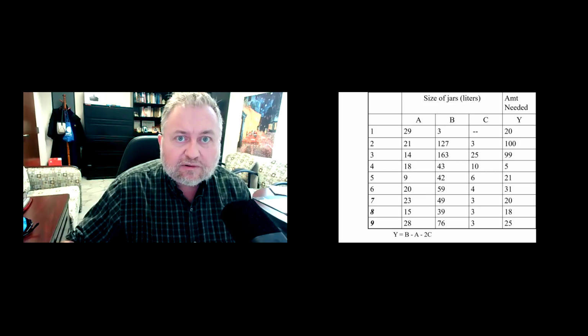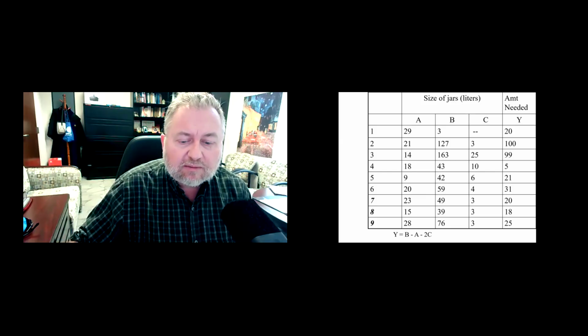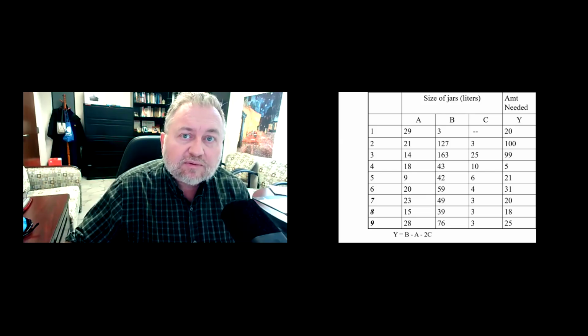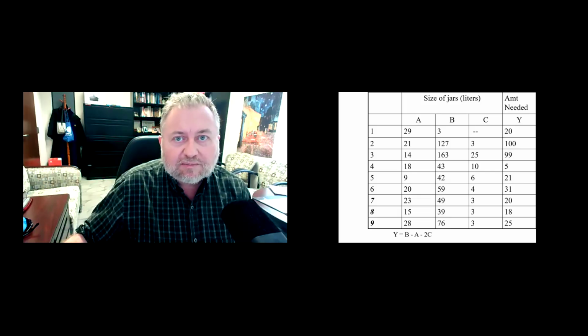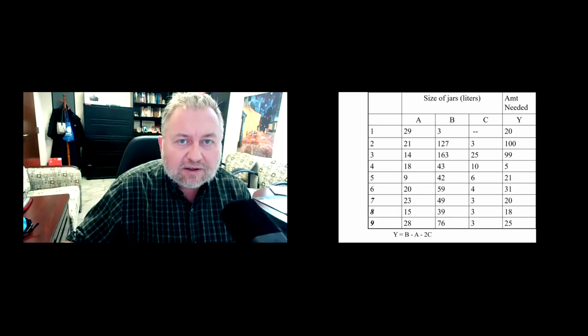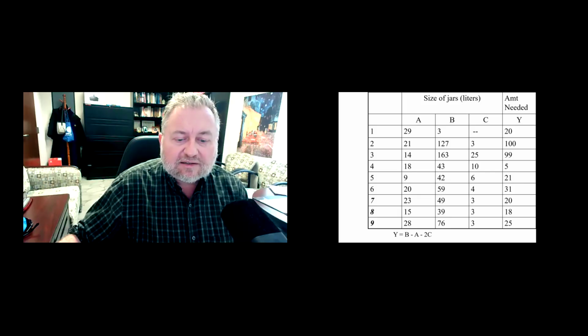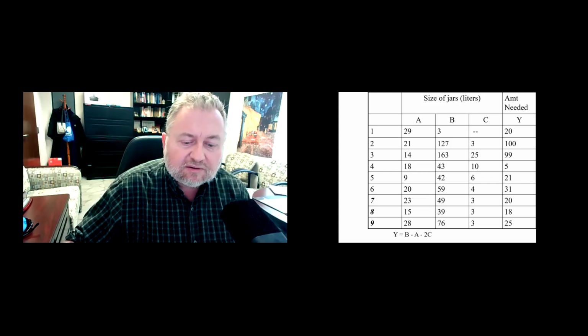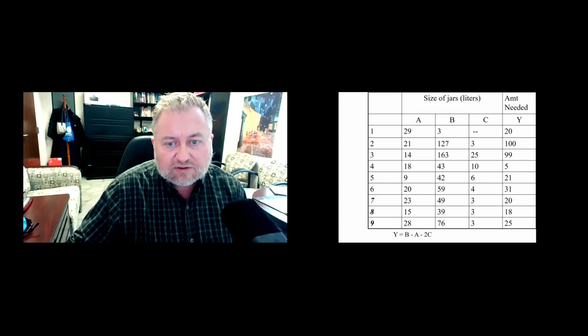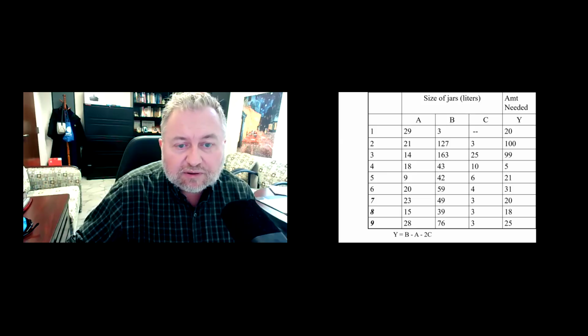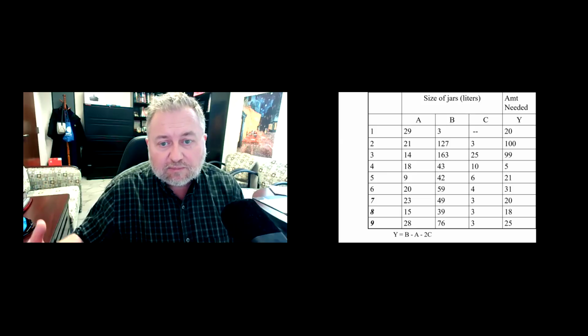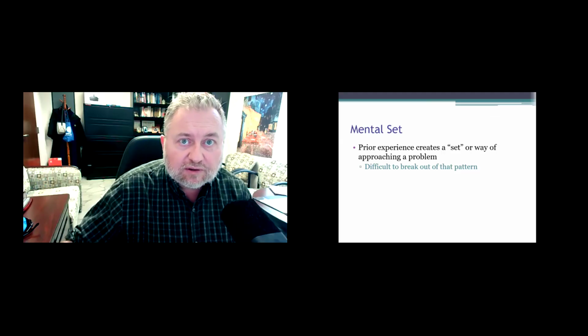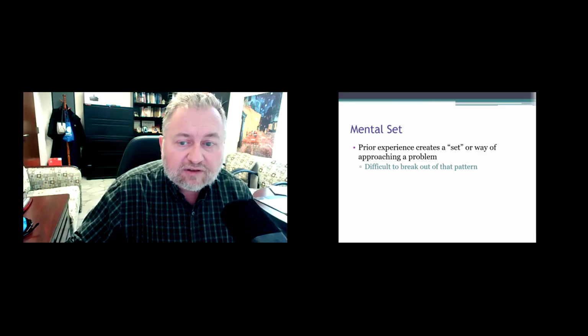And what's important here is that if people are presented with problem 9 as the very first problem, rather than the last problem on the list, they solve it quickly. But when it's presented as the 9th problem after they've mastered the B minus A minus 2C approach, now they struggle a little bit with it. So again, that shows that our prior experience is interfering with our productive thinking.